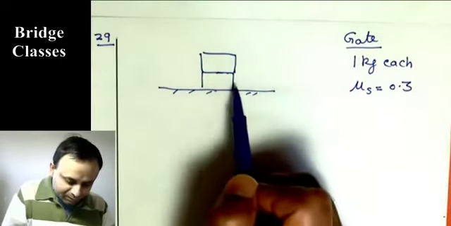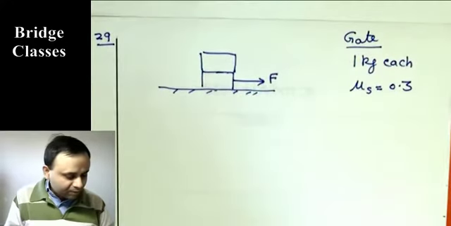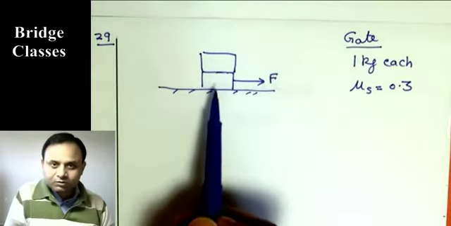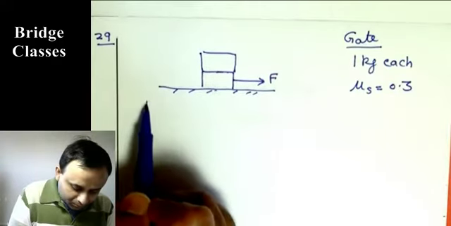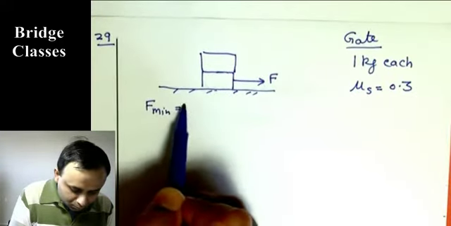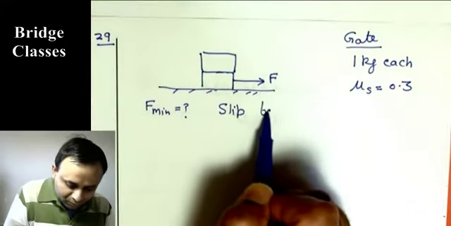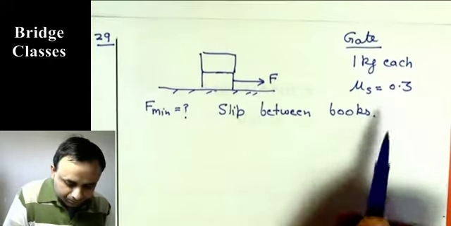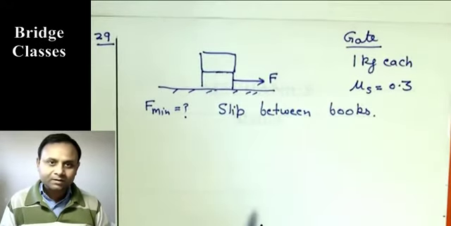And a force F is applied to this. We have to determine minimum F for slip between these two. These two are books. The problem says these two are books. So we have to determine F minimum so that there is slip between the books. Okay, so again, this is impending motion. So we know, wherever there is slip happening, the friction is going to be mu s N.